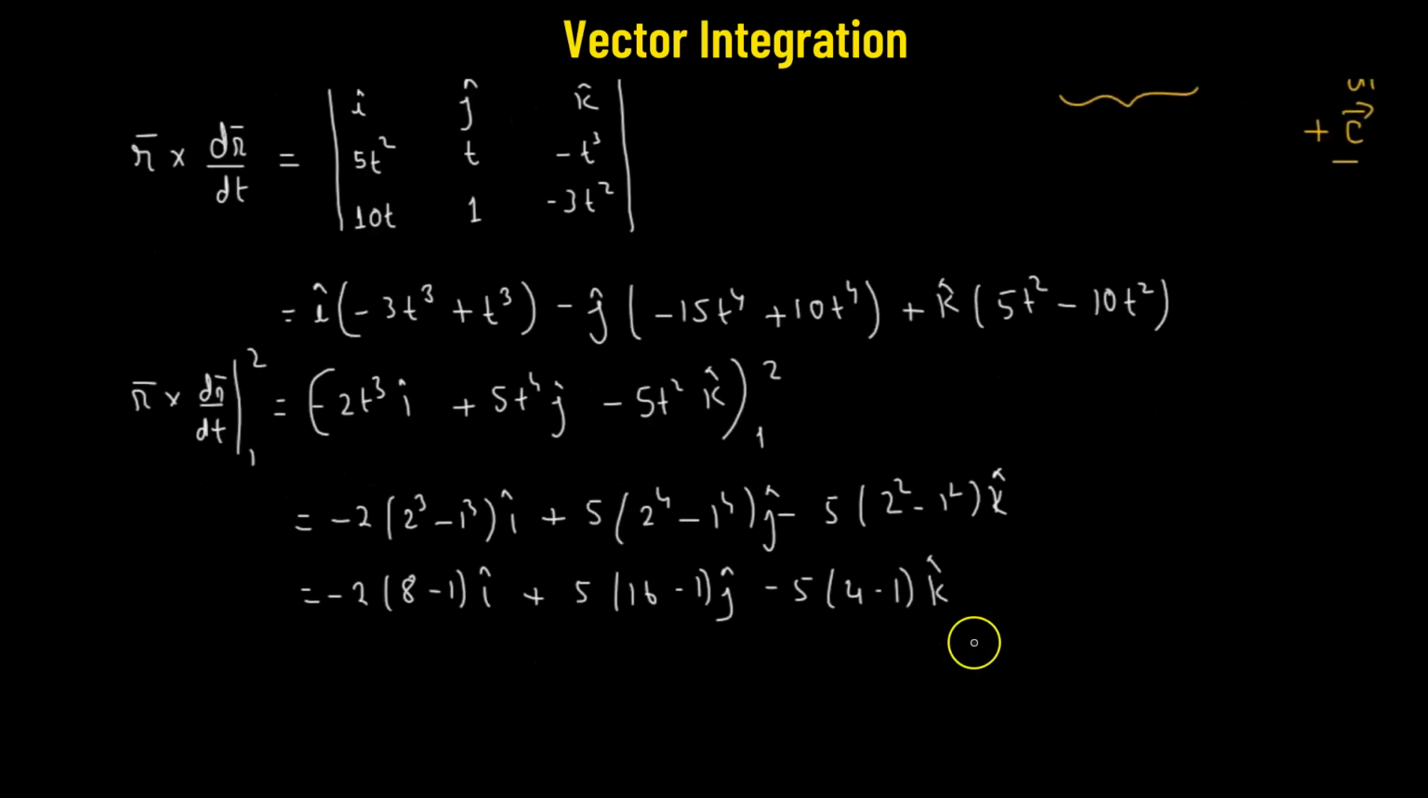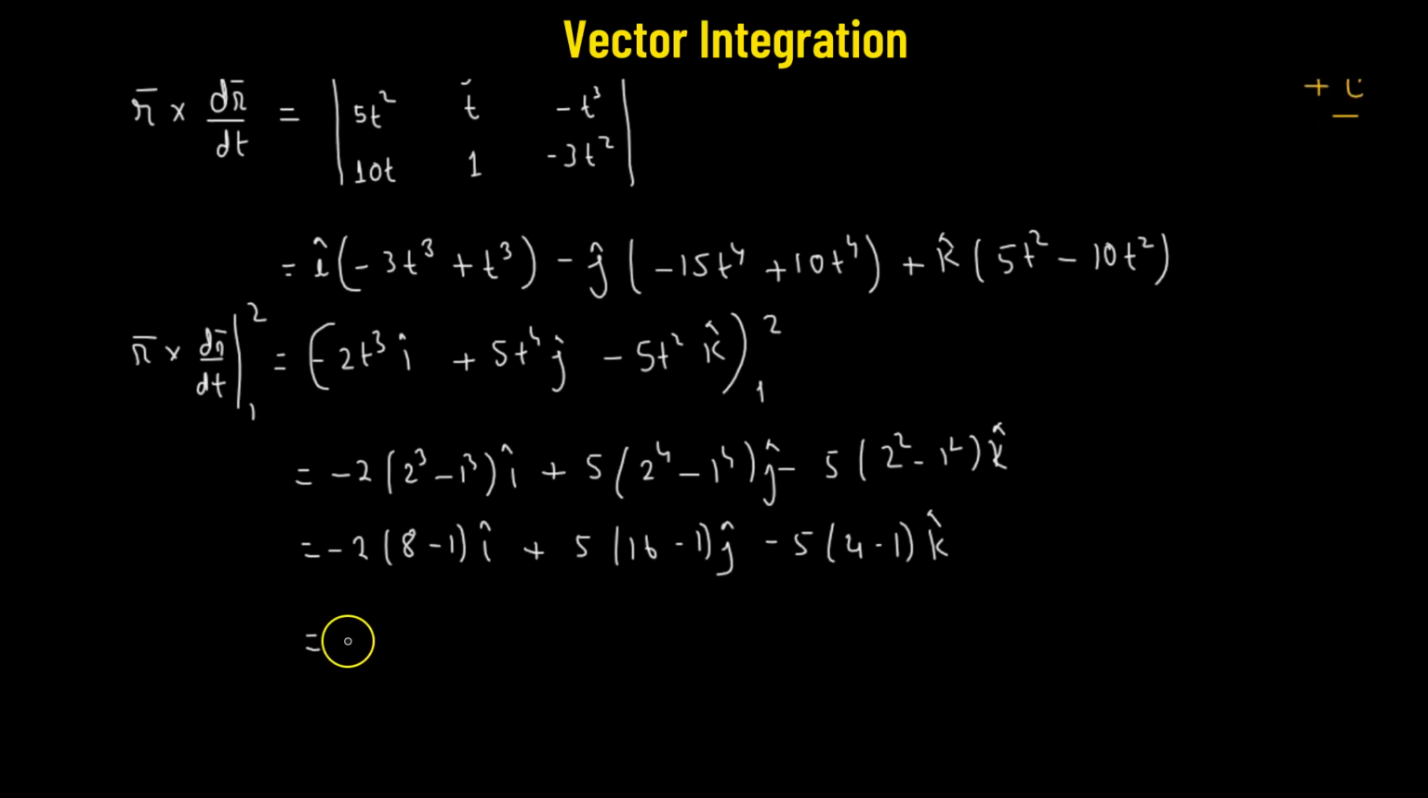So this is going to give us, so we have negative 2 times 7, so that's negative 14 i cap plus 5 times 15, so that's 75 j cap minus 5 times 3, so that's 15 k cap. So this is the value of r vector crossed with dr over dt, which in other way we can say is the value of the integral of r vector crossed with second derivative of r with respect to t, integrated with respect to t. That means we multiply with dt.